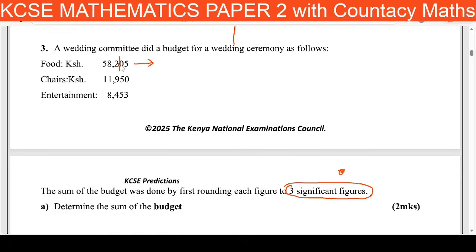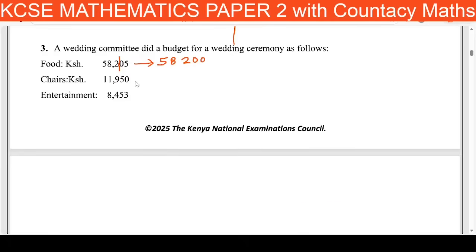Let me write it down so that you can understand it well. So for such a case, this is a 0. It's not more or equal to 5. Therefore, what you're going to get here is 58, and then we have 2, and then this one we convert to 0, 0. Therefore, it becomes 0, 0 like that.